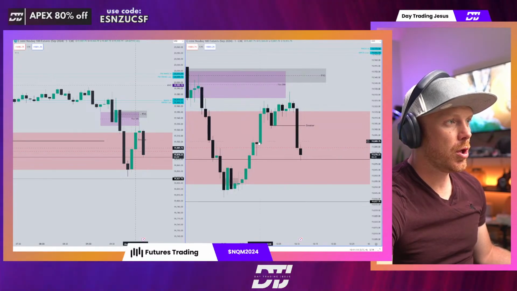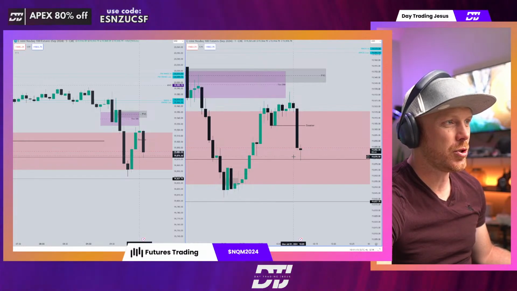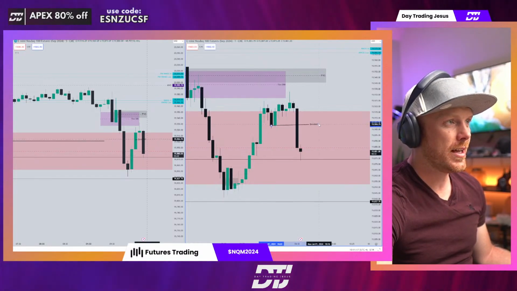Now, we closed below this fair value gap, and then we stabbed below this low. That was an entry. It would have been too small of an entry. I'm interested in the breaker specifically, so I didn't take this.